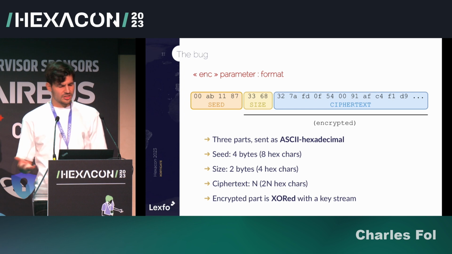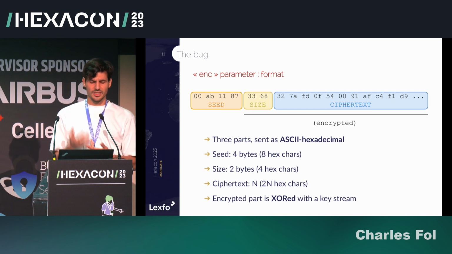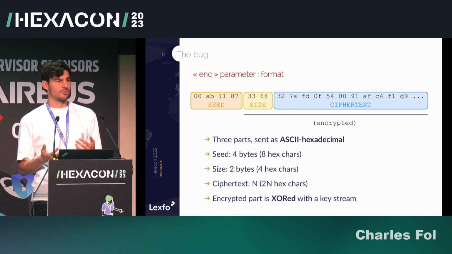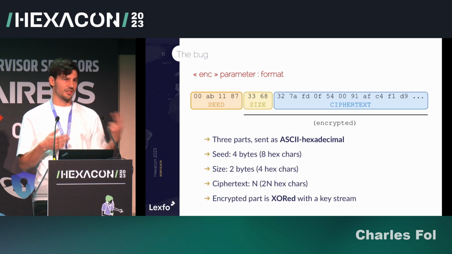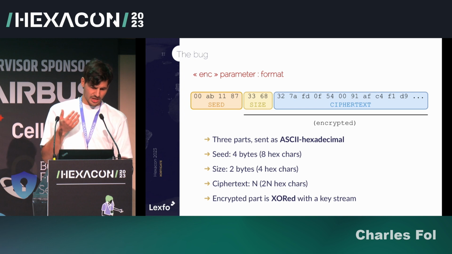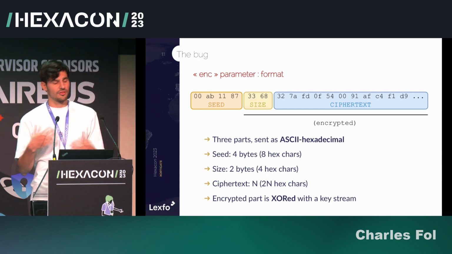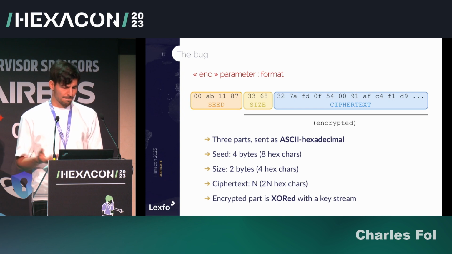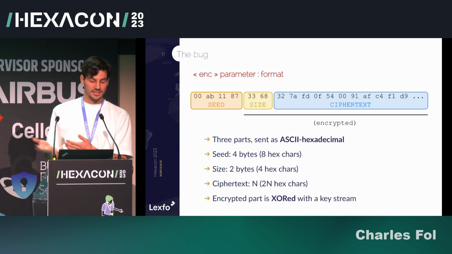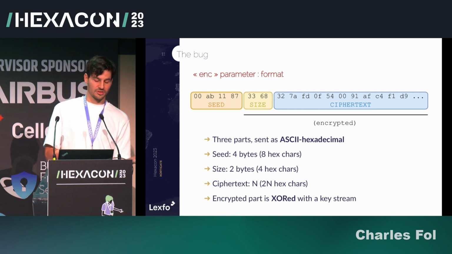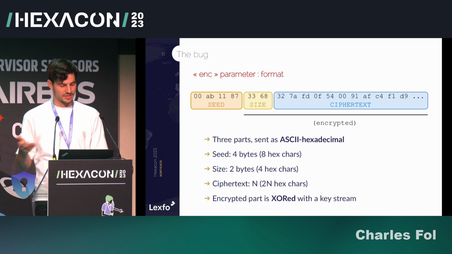So the enc parameter is actually made of 3 parts: a seed, a size, and a ciphertext. Everything is sent as ASCII hexadecimal. So when you want to send 1 byte, you actually send 2 XCHARs, right? And so the seed is 4 bytes long, the size 2 bytes long, and the ciphertext has varying size. Evidently, since it's in XCHARs, the seed is 4 bytes long, but you send 8 XCHARs to send it. The same for the size, which is 4 XCHARs, etc.